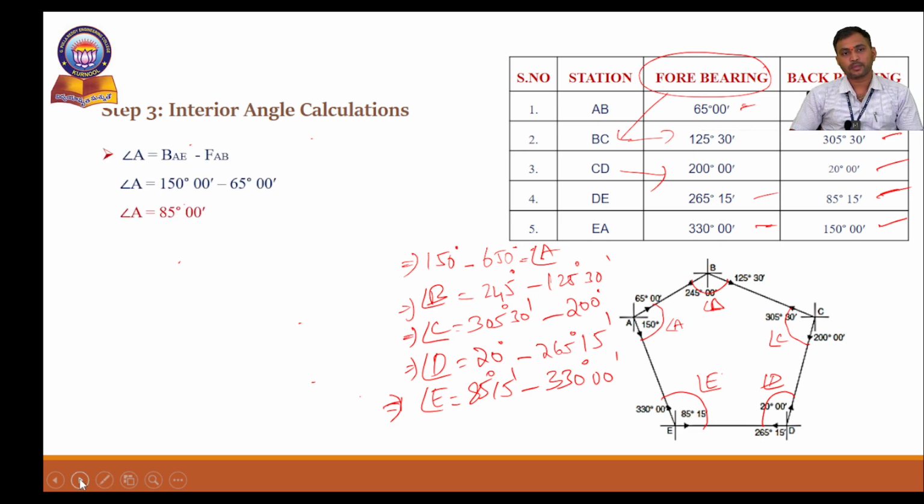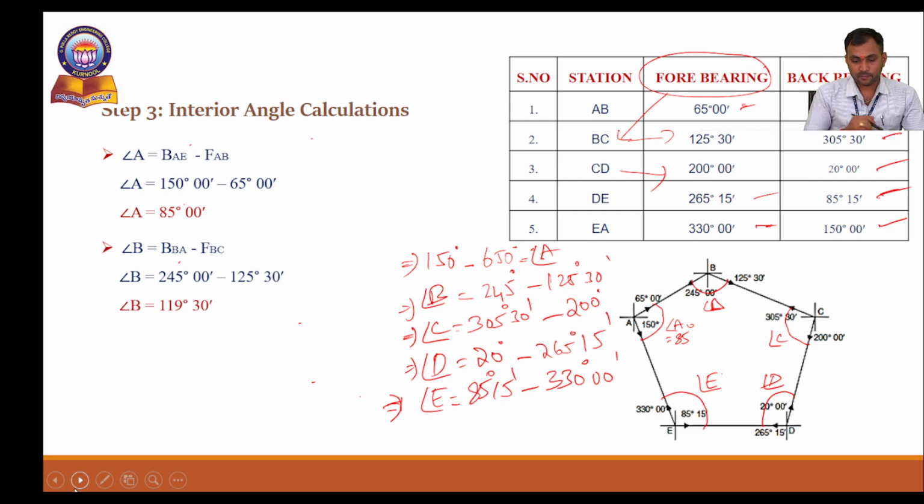See, nothing but 85 degrees. Next, for angle B, see here, 245 minus 125. Is it what I have written right now? Right. Nothing but for angle B is 119 degrees 30 minutes.